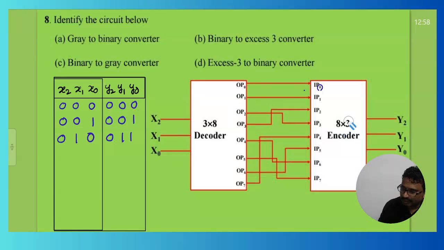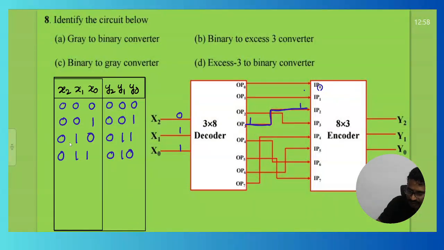Next, when I give this as 0, 1, 1, 3 we have given. So you tell me now what I will get as the output here. 3. This is 1. This is connected to here now. So the output will come as 0, 1, 0. So with this we can conclude something.